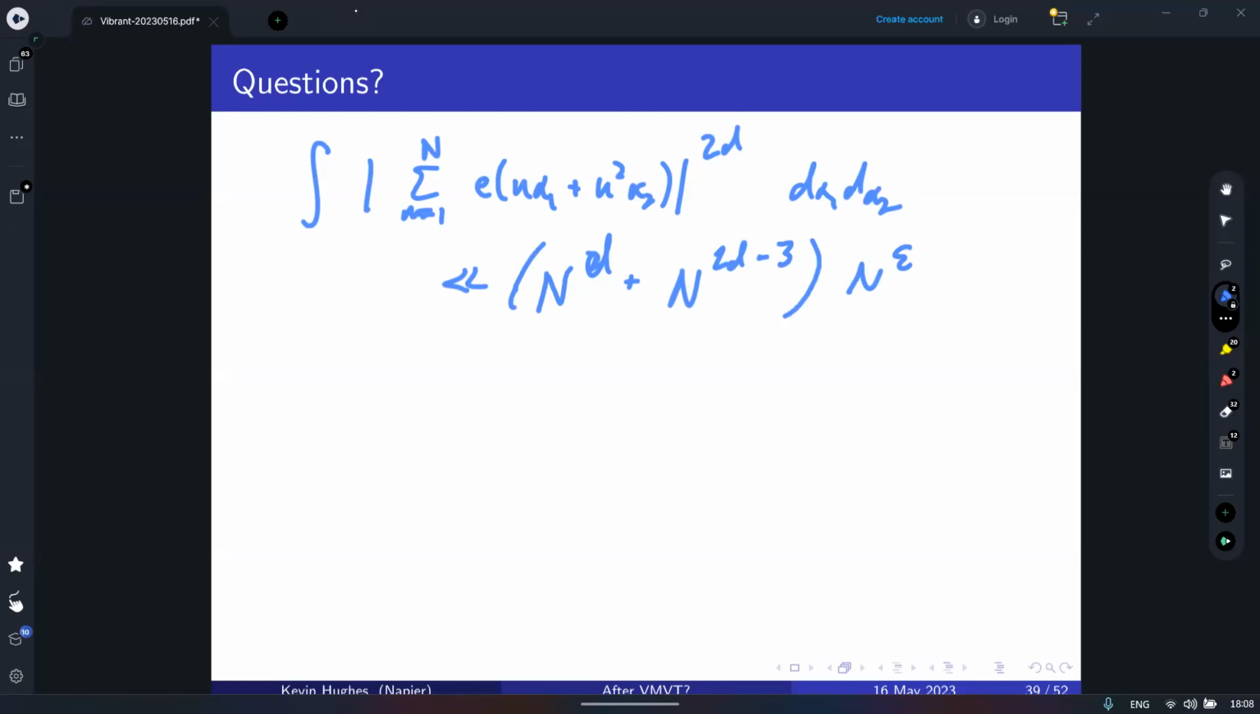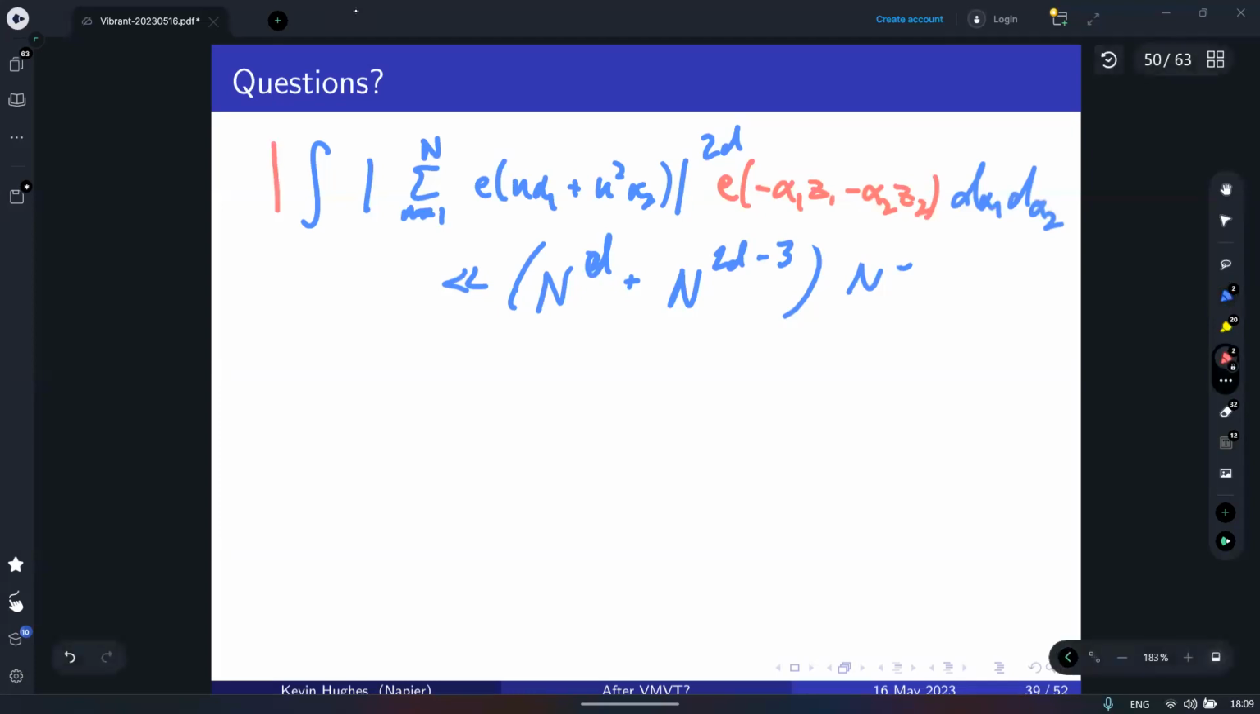Now, if I add in this thing, e(-alpha_1 z_1 - alpha_2 z_2), I still have d alpha_1 d alpha_2. This bound is still true, because if I just apply the triangle inequality, that kills that right there. So this application of the triangle inequality is exactly what I mean by convexity.